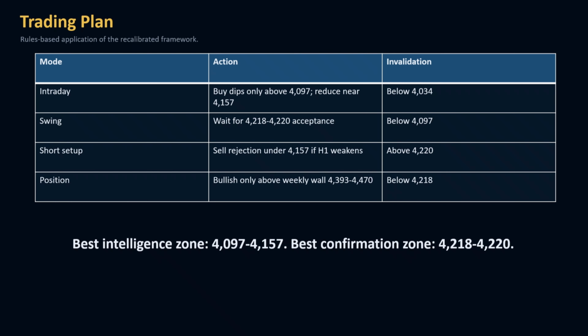The trading framework is entirely rules-based. Intraday traders should focus on buying pullbacks while price remains above 4,097 with risk tightly controlled below 4,034. Swing traders should wait for acceptance above 4,220 before committing to larger bullish positions. Short selling opportunities become attractive if price is rejected below 4,157 while hourly momentum weakens. Long-term position traders should only become aggressively bullish after price successfully overcomes the weekly resistance wall near 4,400.